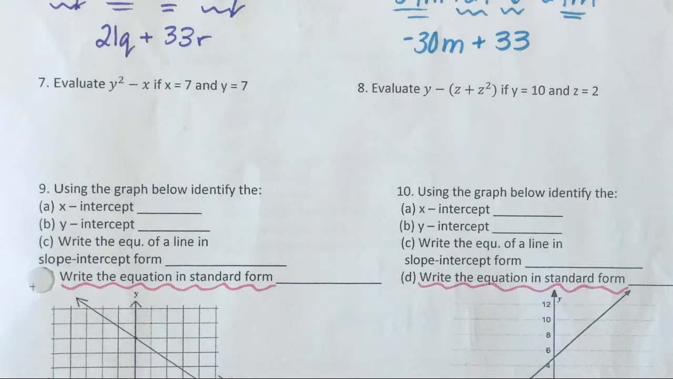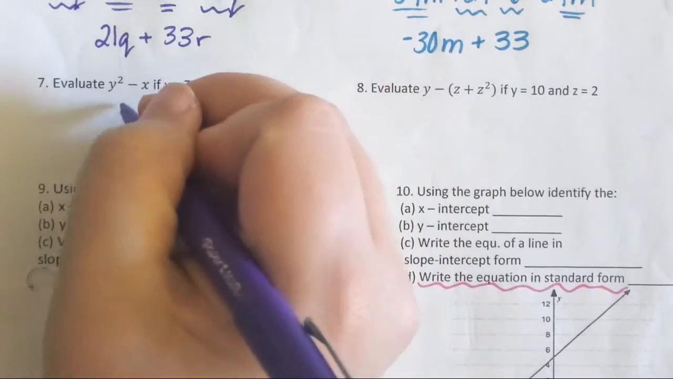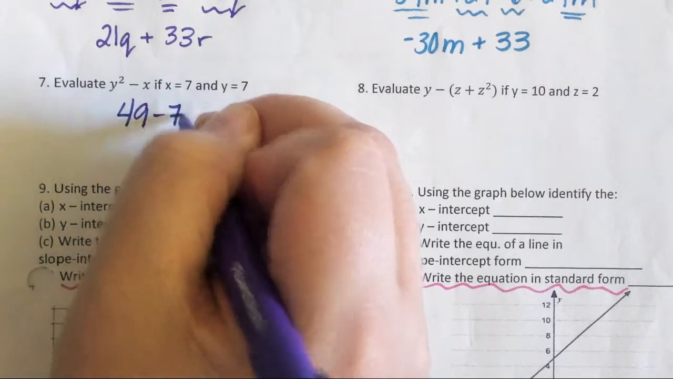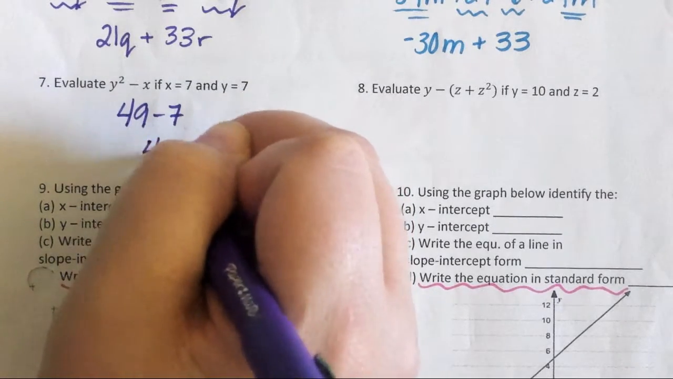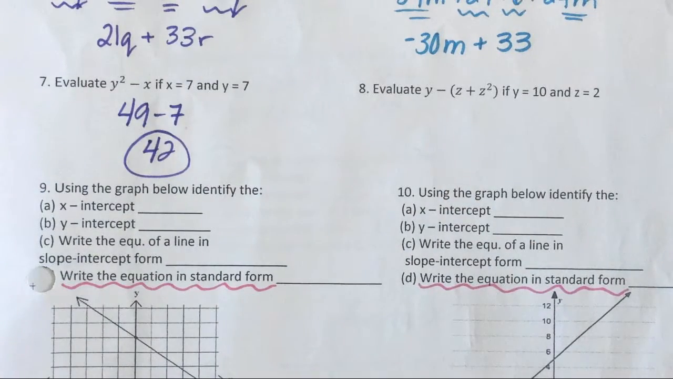Tangela wanted to volunteer for number 7, trying to get her group more extra points today. I like it. What did you get? I got 42. Yes, she did 49 minus 7, which is 42. It is correct, so she may add a point for her group.